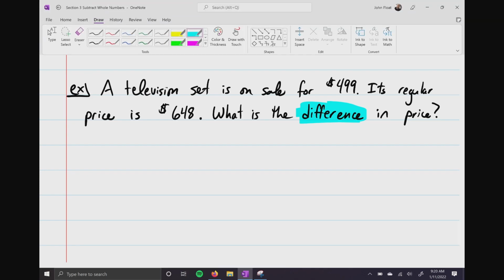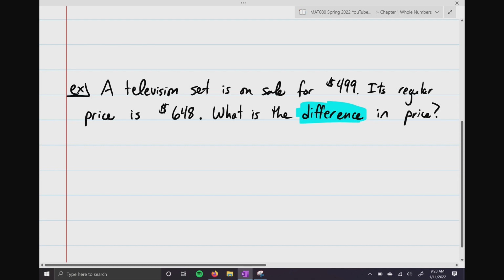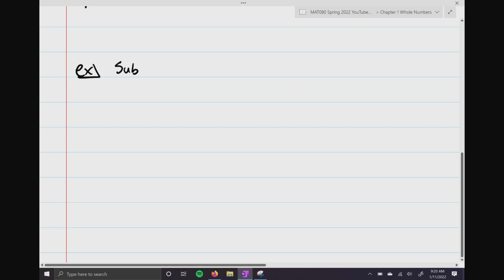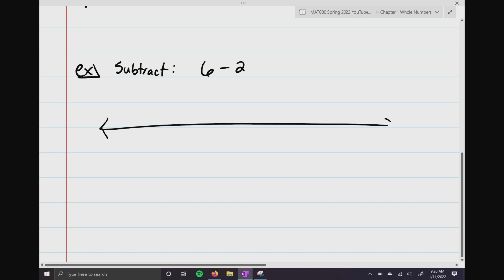Okay? So I'm going to start this off just like I did the previous. We're going to come back to this problem. What we're going to do is look at just a basic subtraction problem using a number line. So here's our example right here. All right, so we want to subtract 6 minus 2. Okay? So just like the previous lecture video, which is adding whole numbers, we're going to do this using a number line. So just let me write this number line out real quick.